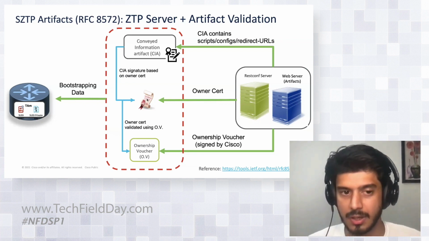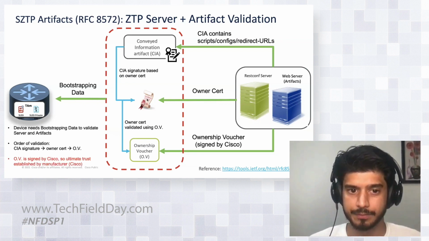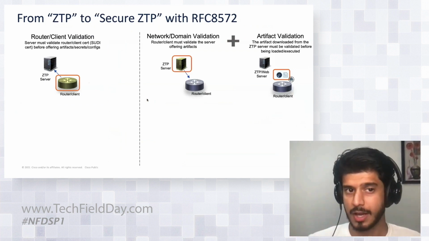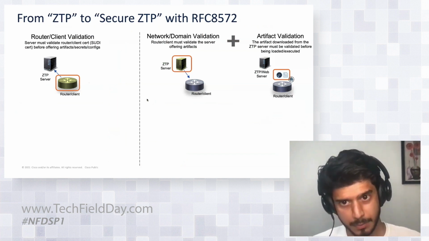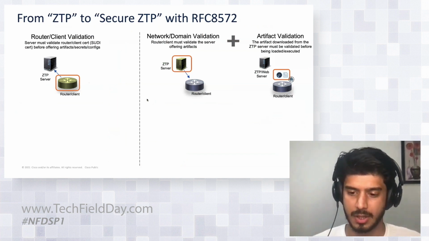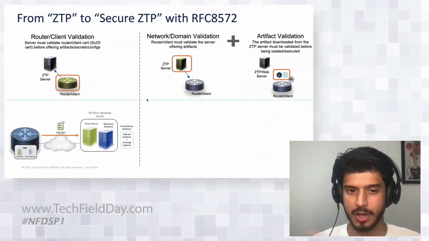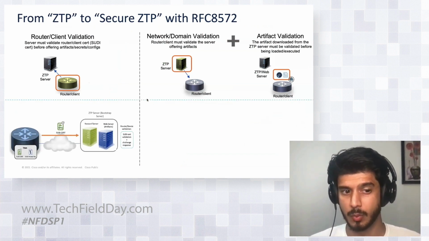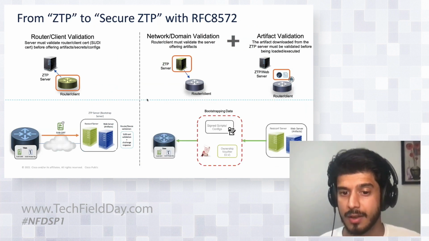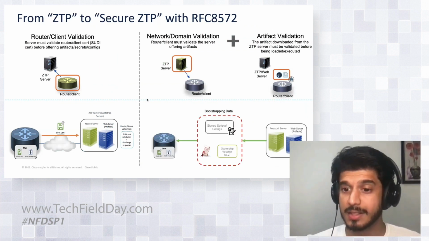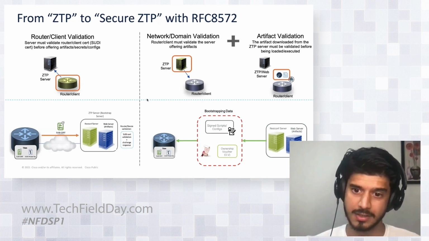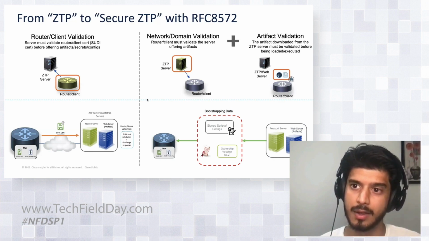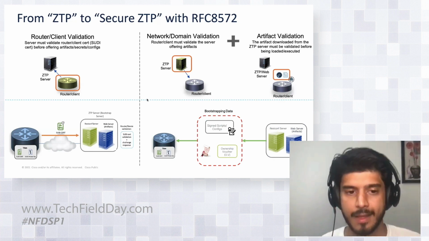And what you end up accomplishing is basically a workflow where router client validation, step number 1, and the network domain validation, step number 2, are both accomplished in a couple of workflows. The SUDI certificate is used by the network or the ZTP server to validate the device. And finally, the device validates the network based on the bootstrapping data that at a minimum contains the ownership voucher signed by Cisco, that is the vendor.